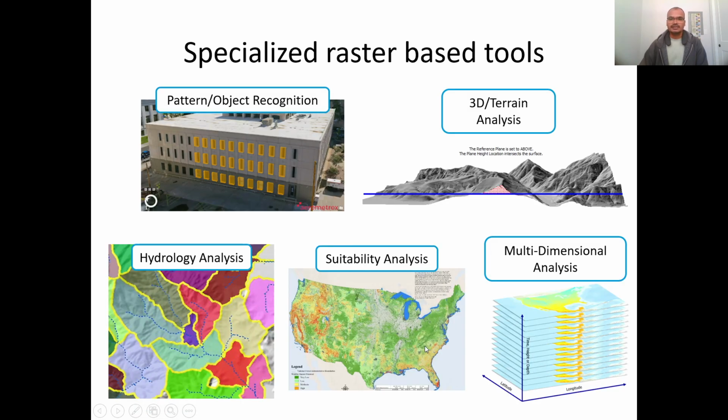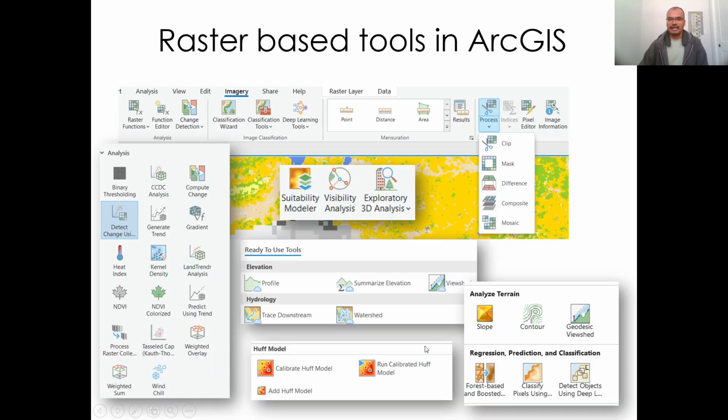And there are specialized raster-based tools also, for example, pattern recognition, 3D analysis. And with the help of wide data sets, you can use multidimensional analysis. With the help of surface analysis tools, you can perform hydrological analysis. Even by combining various data layers, raster layers, you can perform suitability analysis.